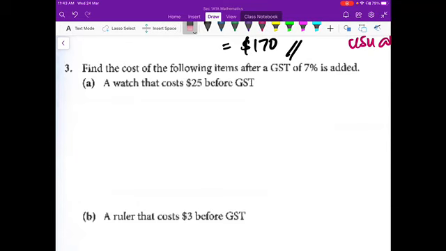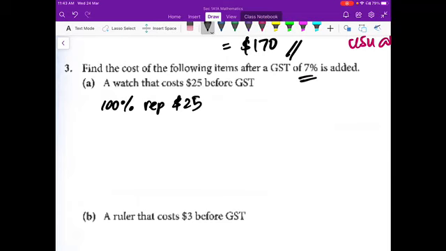7% is added. So I'll show you one way. 100% represents, this is the original, represents $25. That's our first step. I want to know how much extra I have to pay. In percentage wise, how much extra do I need to pay?